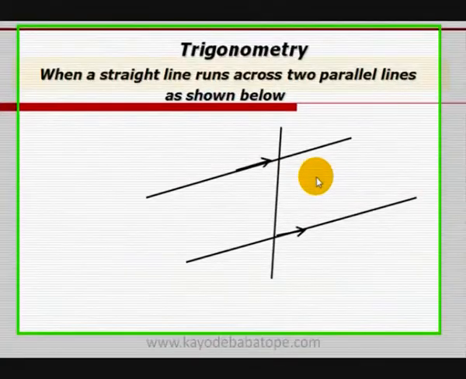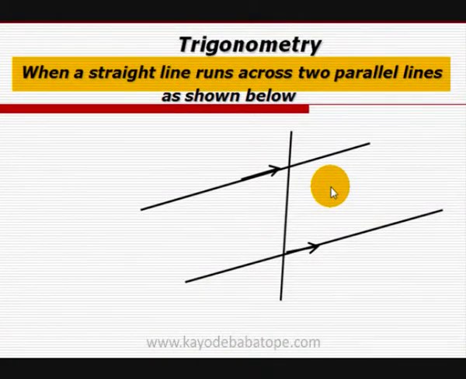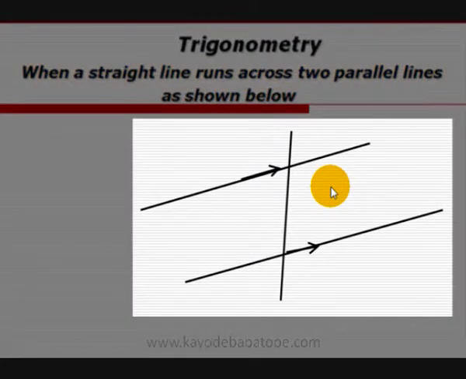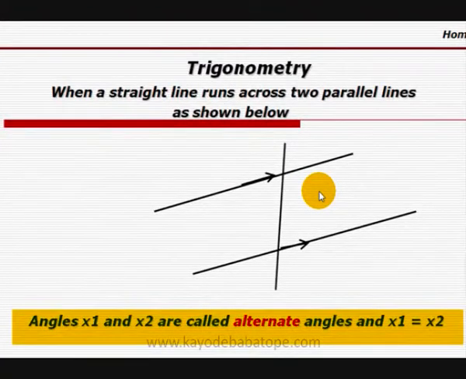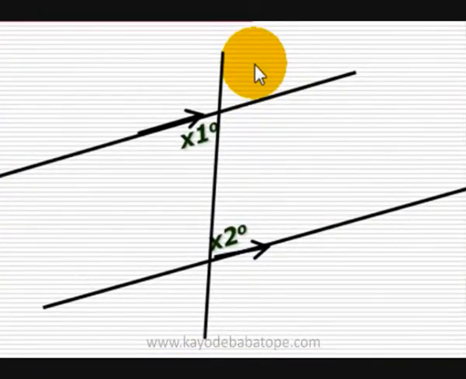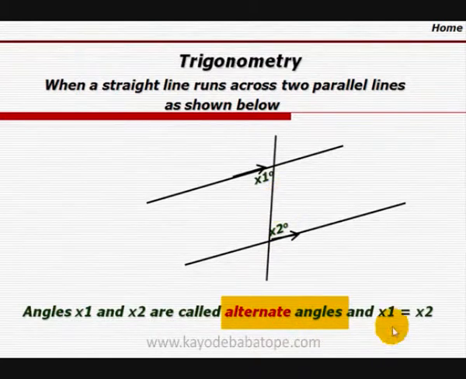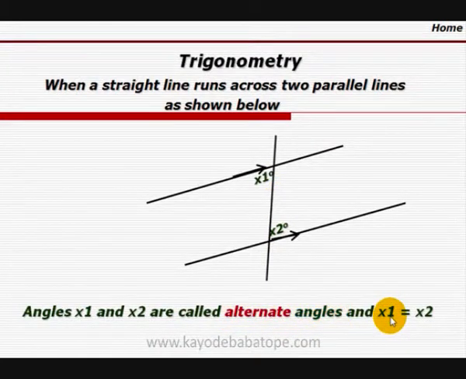More review points. When a straight line runs across two parallel lines as shown on the screen, angle X1 and X2 are called alternate angles. Where are they? X1 and X2 are called alternate angles, and usually alternate angles are equal. Alternate angles can be identified as Z angles. They are usually identified as Z angles.